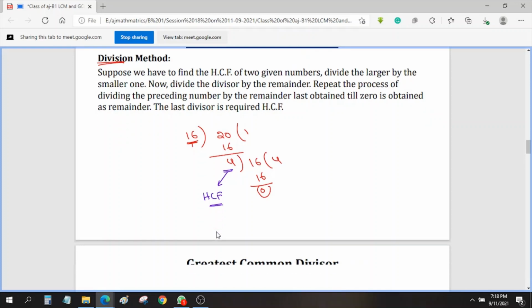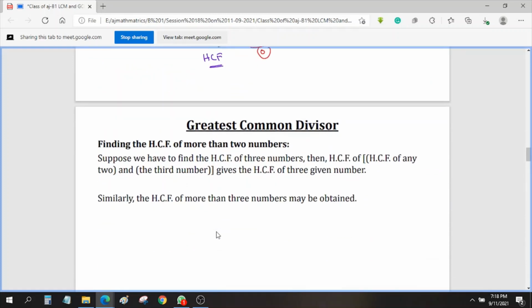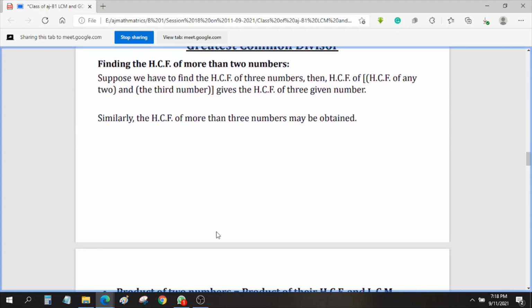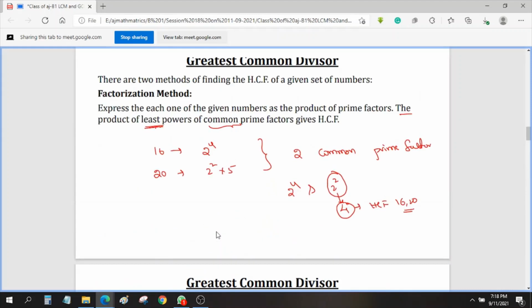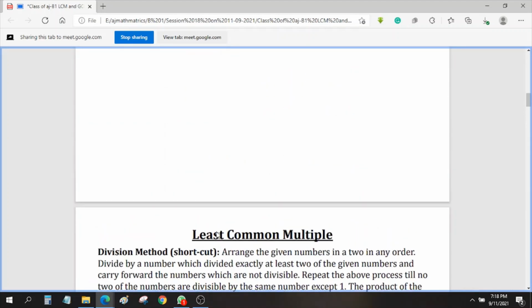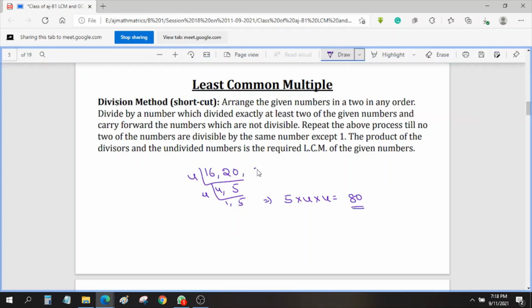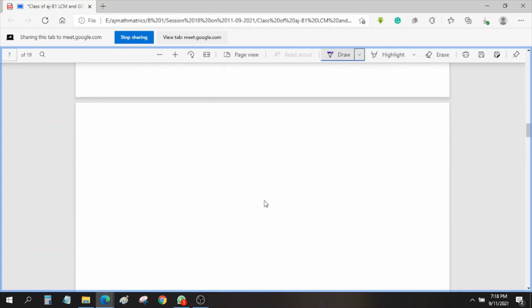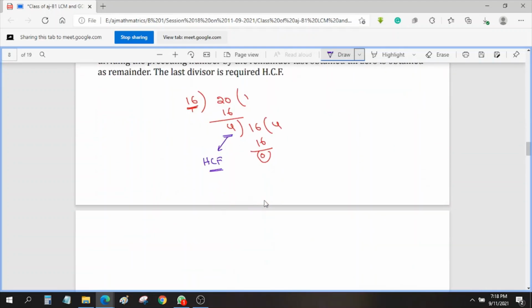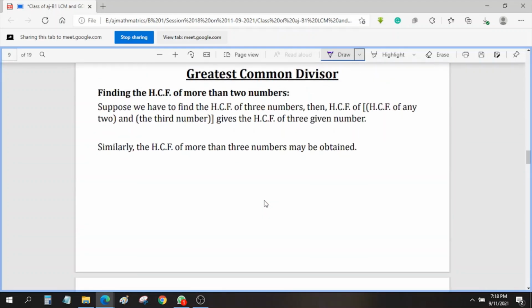And sometimes we also have to find the HCF or LCM of more than two numbers. LCM of more than two numbers is very easy. If we have three numbers, we can simply write the one number here and easily find it. But when it comes to HCF, it's a little more, not actually complicated, but we need to work it out.